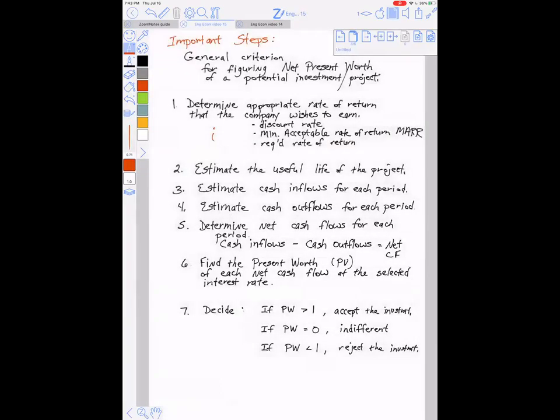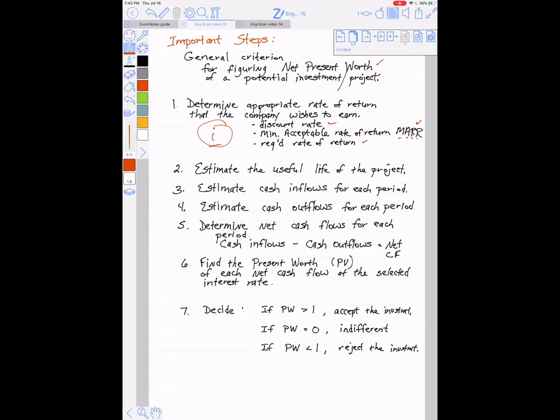Okay. Here's some general criteria for figuring net present worth of a potential investment or project. These are important steps. You should have these in your notes. So just quickly, step by step. Step 1, determine the appropriate rate of return that the company wishes to earn on this potential investment. Appropriate rate of return is i. It might also be called the discount rate, the minimum acceptable rate of return, MARR, or required rate of return. It all means the same thing and it's designated by the letter i.